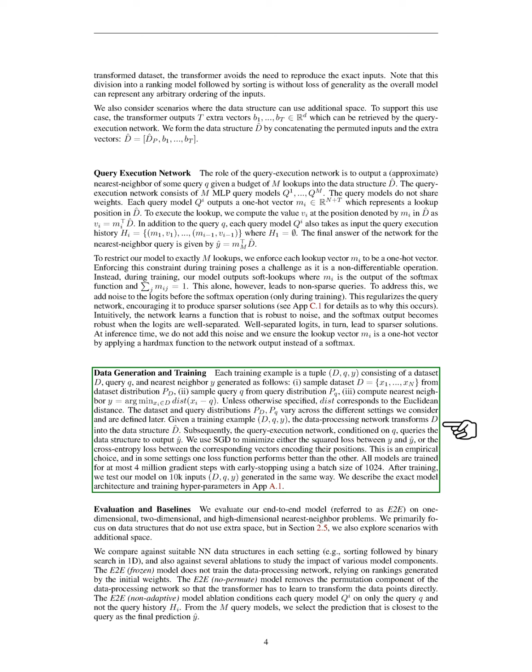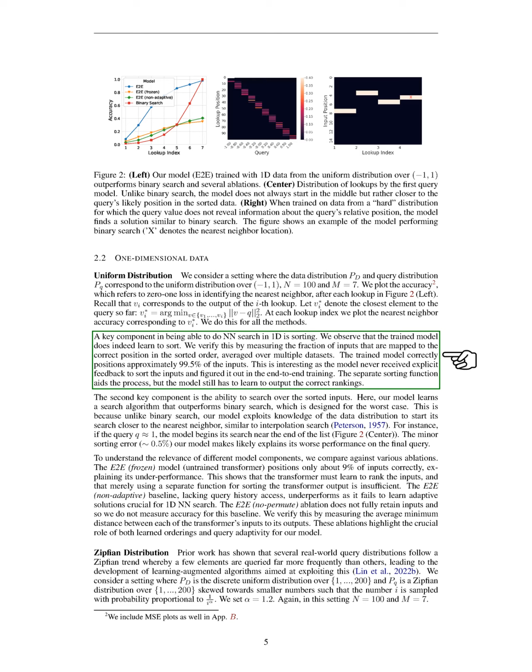components. In our uniform distribution setting, both the data and query distributions are uniform over the range from -1 to 1, with 100 data points and 7 query models. We track the accuracy of identifying the nearest neighbor after each lookup. We find that our trained model learns to sort the data effectively, achieving about 99.5% accuracy in positioning inputs correctly, even without explicit sorting feedback during training.